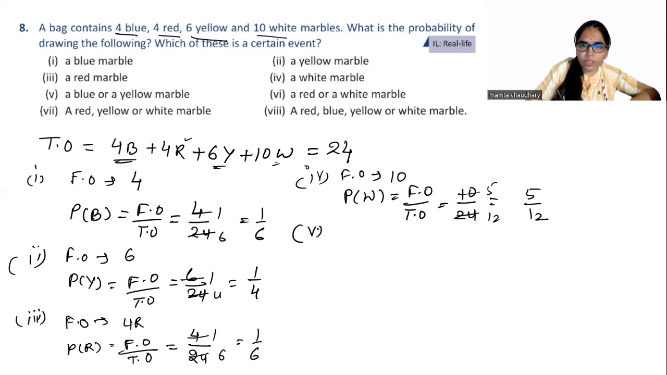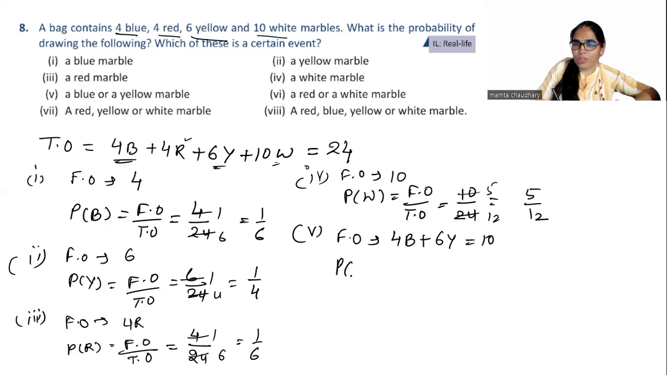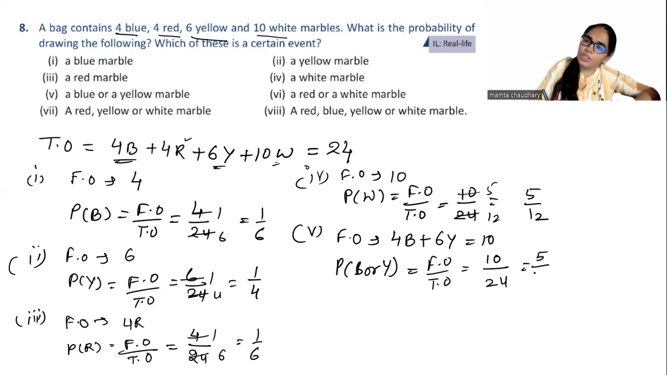Now fifth bit says a blue or a yellow marble. So favorable outcome, a blue or a yellow marble. There are 4 blue and 6 yellow, so there are total 10. So probability of blue or yellow is favorable outcomes upon total outcomes. Favorable 10, total 24. Again, can be further simplified with 2. So 2 5s are 10 and 2 12s are 24. 5 by 12 is the answer.